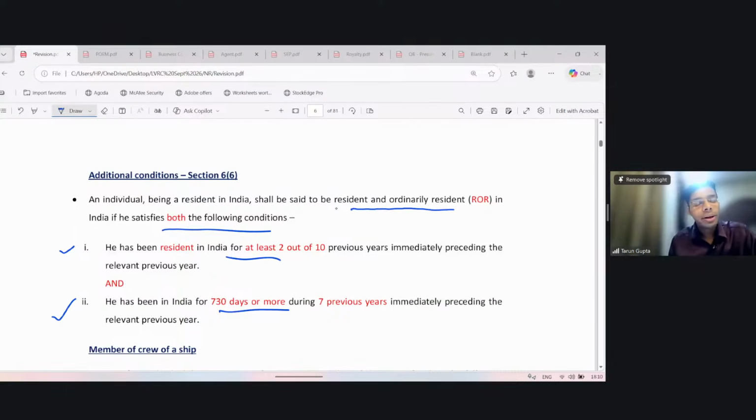Clear? And what are these conditions? That he should be resident in at least 2 years in the preceding last 10 years, and his stay in India should be at least 730 days in the last 7 preceding years. Okay. So, if you satisfy both these conditions, you are ROR. If you don't satisfy one or both of these conditions, then you are RNOR.